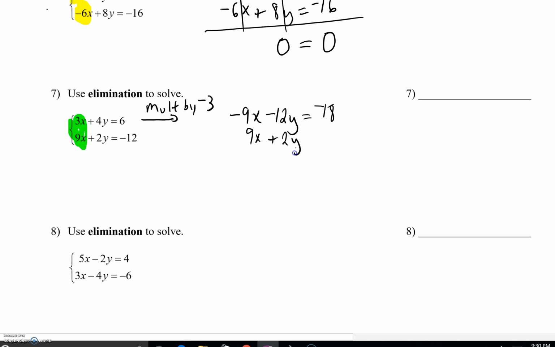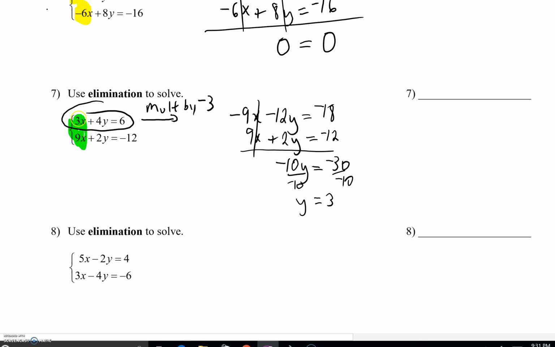When you recopy the second equation, you're going to be able to see quickly that the x's go away. You'll have negative 10y. Negative 18 and negative 12 add to negative 30. When I divide by negative 10, I will be left with y equals positive 3. But of course, I have to find x. Look at the original equation.